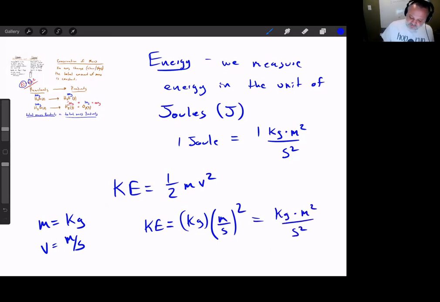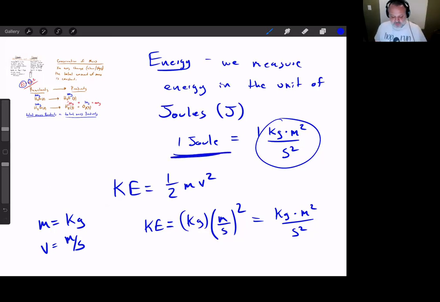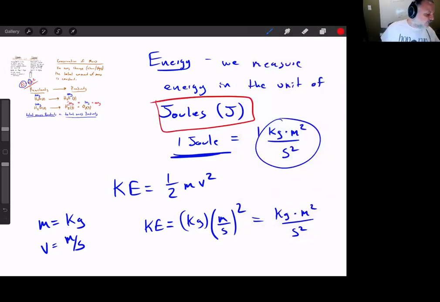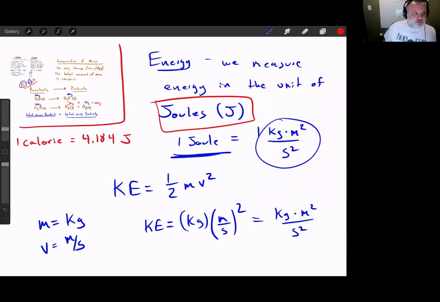And because this is kind of clunky and bulky and a lot of stuff to write, we said, okay, let's just call that a joule. So the energy unit that we're going to use is going to be a joule. And I mentioned to you earlier that there are different types of energy units. Another type of energy unit is the calorie. And 1 calorie equals 4.184 joules.